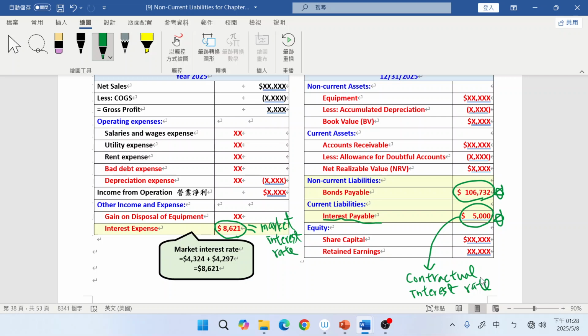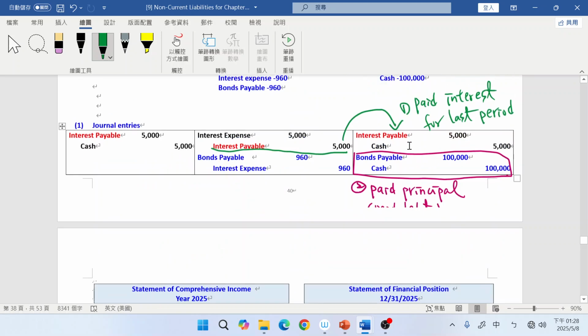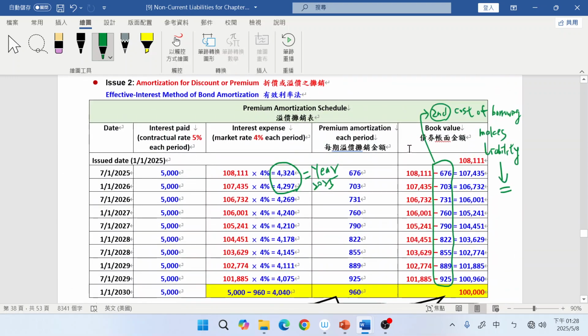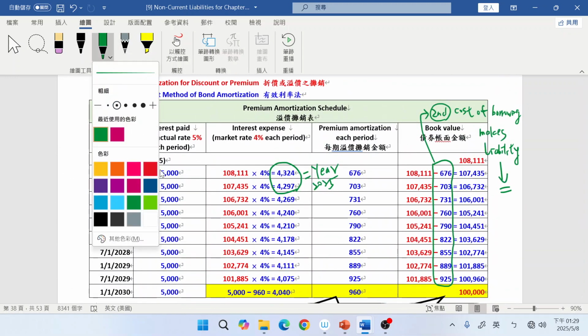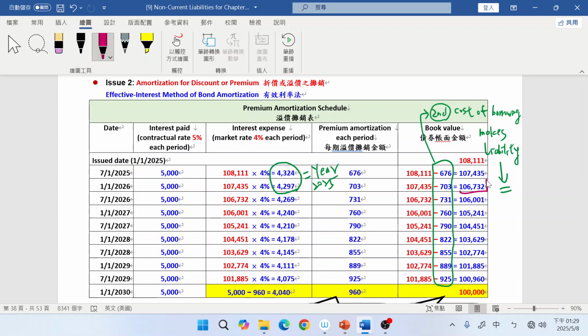How about bonds payable, your liabilities? How much money do you still owe to the creditor investors? You can look at the tables. Year 2025 tells you what your liability is, right here. So this is your liability for year 2025. Did you find out? When you want to prepare financial statements, you look at the tables, and you can still get the answers you need. Okay, any questions?